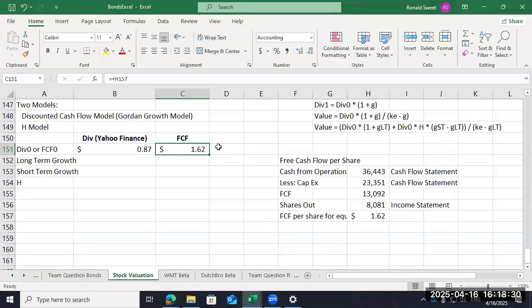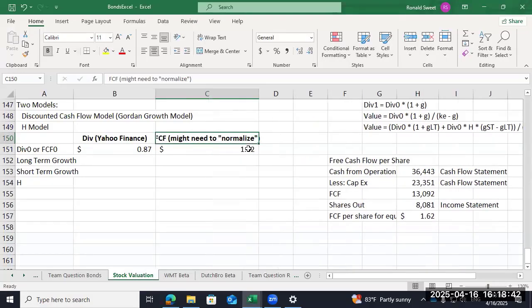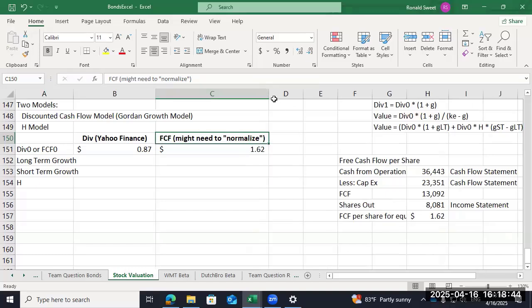So keep in mind, you might need to what we call normalize. What normalize means is if the current year is really unusual, you might take the average of the last 3 years, or the median of the last 3 years, to find something that looks a little bit normal if you have a really bad year. Otherwise, you can get a really, really low valuation.